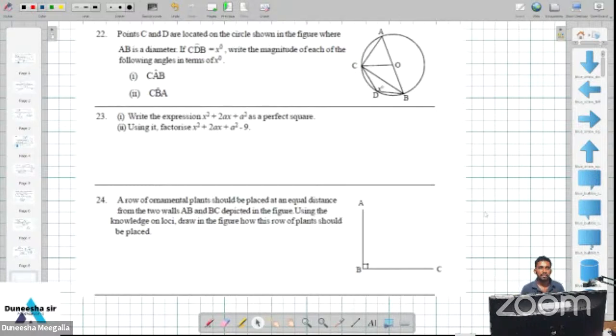Point C and D are located on the circle shown in the figure where AB is a diameter. If CDB equal X, write the magnitude of each following angles in terms of X.